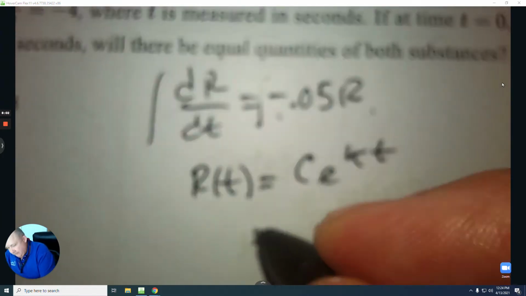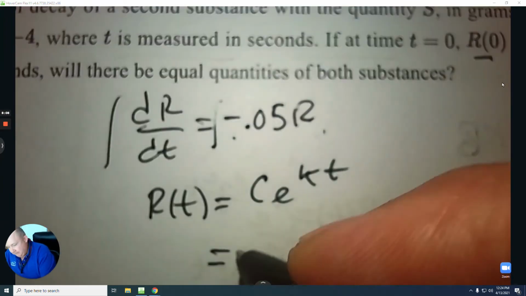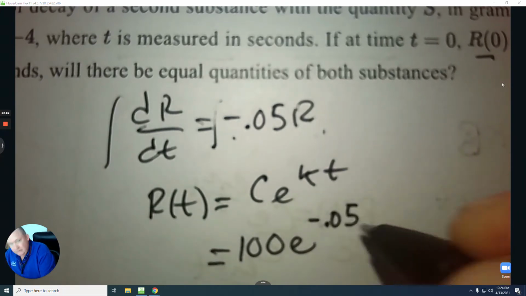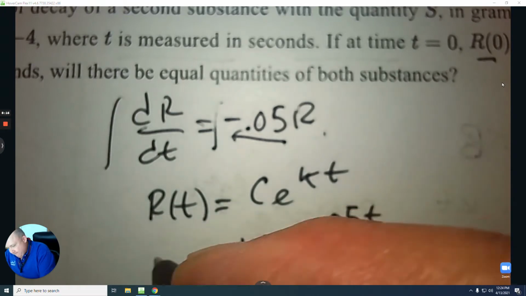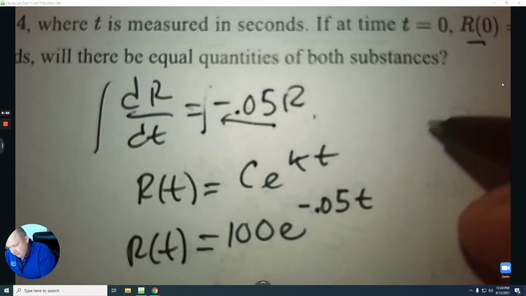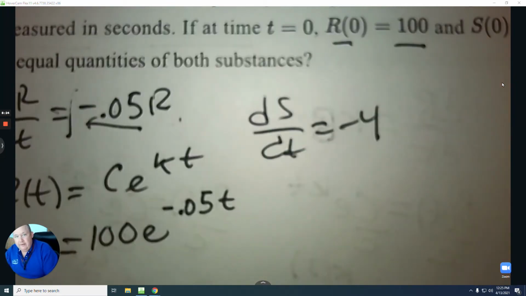And I already know some values to plug in. At time 0, the original population is 100. The rate is negative 0.05. That is the rate right there for k. And now I have an equation. I'm going to do the same thing for the second one. So the second substance is equal to negative 4.